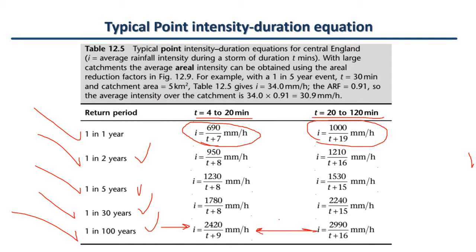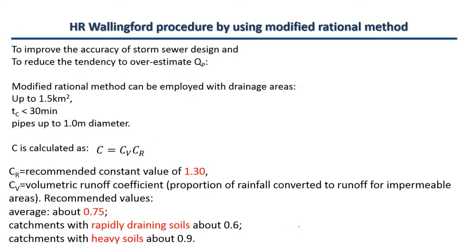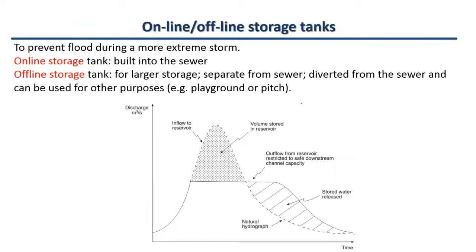Okay, so this is something you had in the undergraduate level, so I'm just going to pass it on through. And for the coefficient, you can just use any recommendation, such as the things recommended by this company. This company, HR Wallingford, is a pioneer company preceding all of these coefficients for the rainfall runoff modeling. It has some assumptions that you can see in these cases. Something very important is that in here you can see the online and offline storage tanks.